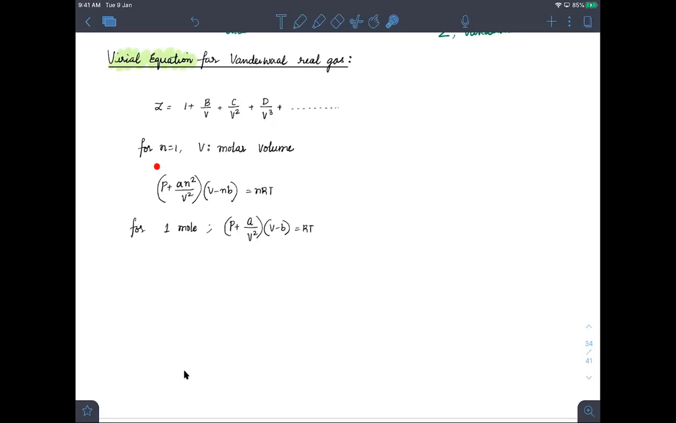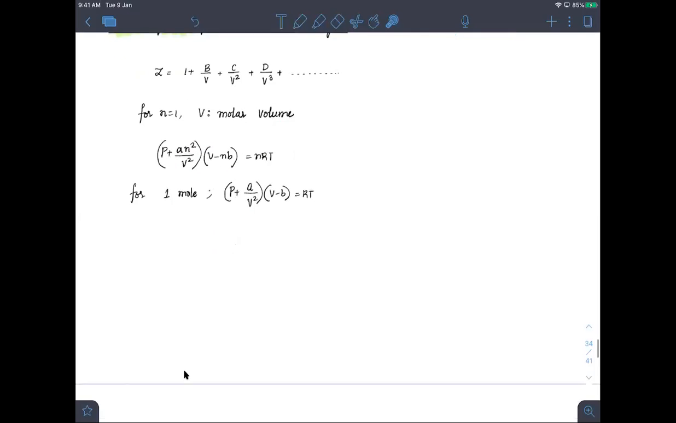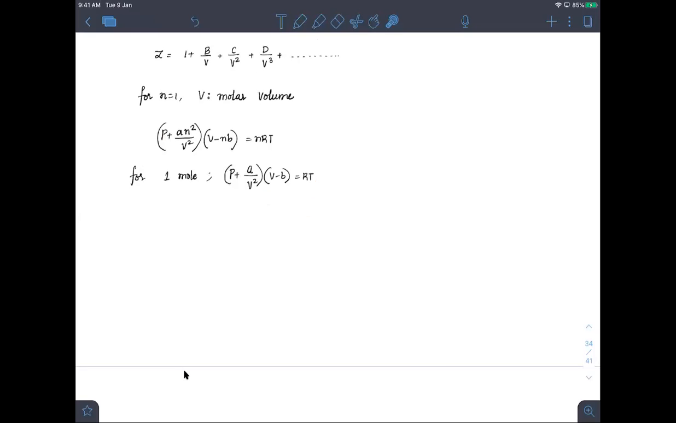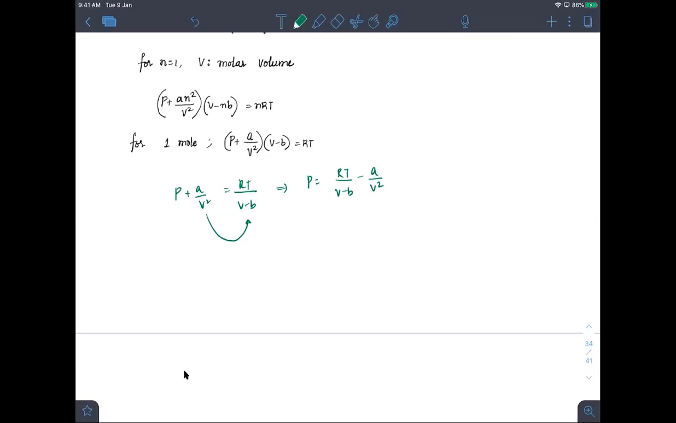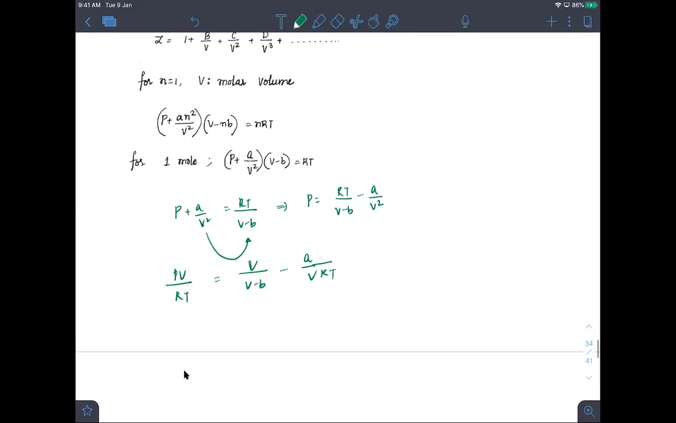For instance, if you take n is equal to 1, we call it the molar volume, and I've written it for n is equal to 1, you'll get this equation. Now, if I take this entire term to the other side, we know that P plus a by V square is equal to RT by V minus b. And if I take this also to the other side, I'll get P is equal to RT by V minus b, minus a by V square. And if you multiply and divide everything by V by RT, we will get PV by RT is equal to 1 by V by V minus b, minus a by V RT. This is what I'll get.